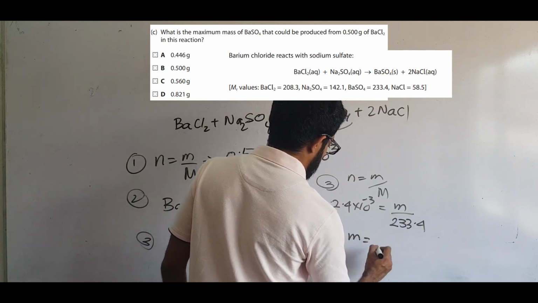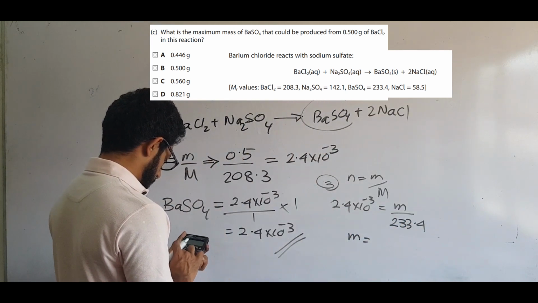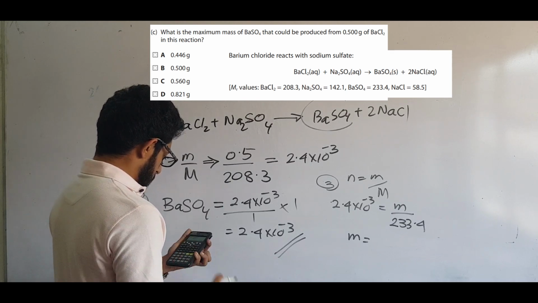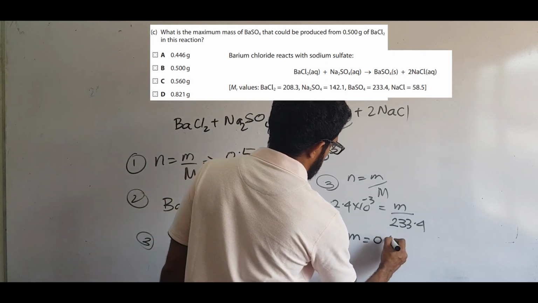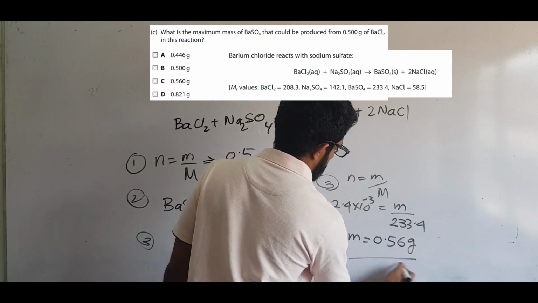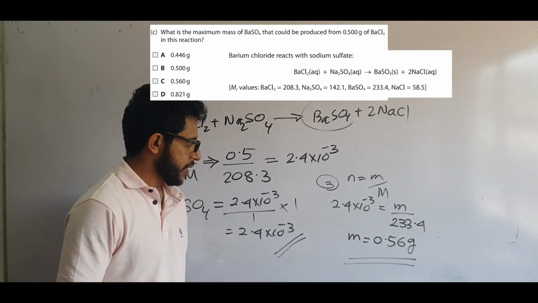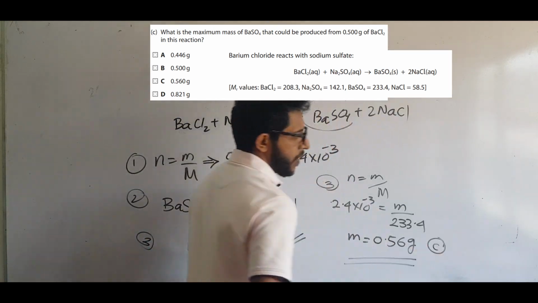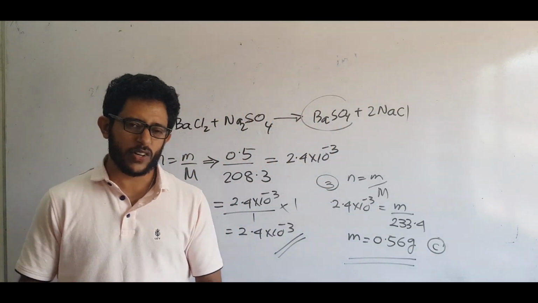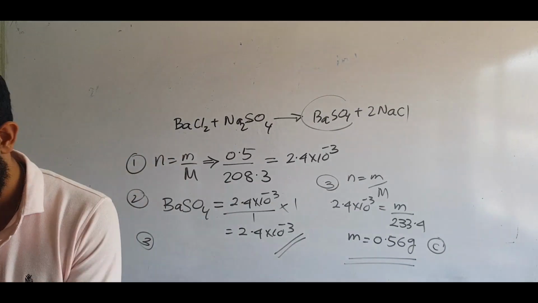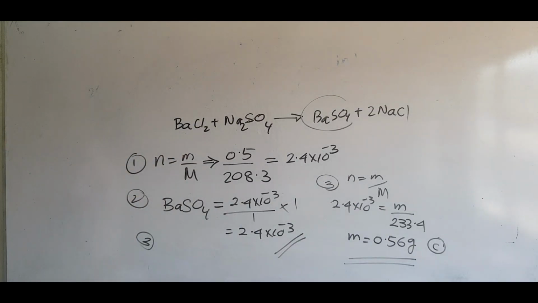Then small m would be, that's what they are asking, 0.56. So the answer is C. Right? Answer is C. So that's how we do the calculation. It's very easy. So we'll do another one. This is also from a past paper.